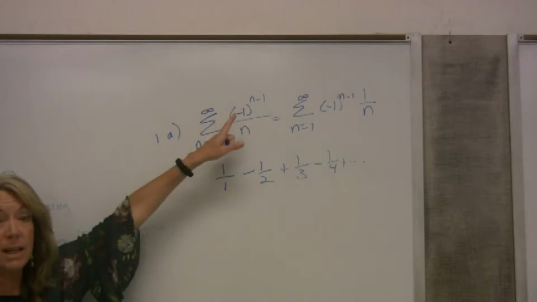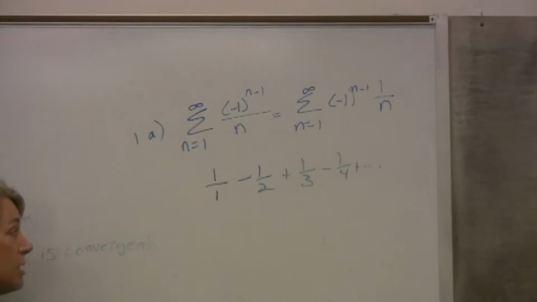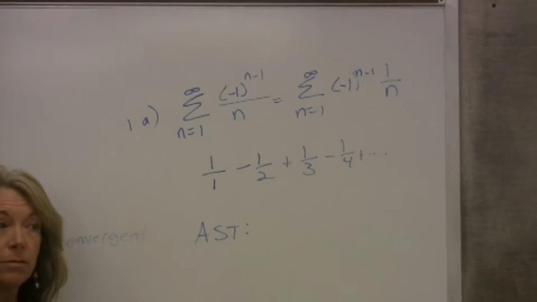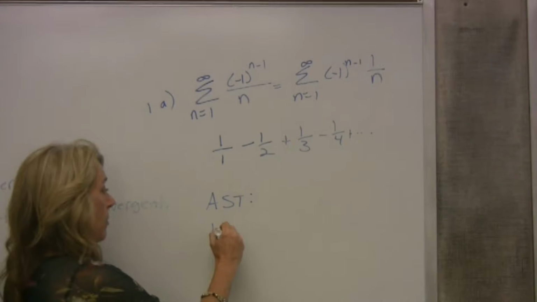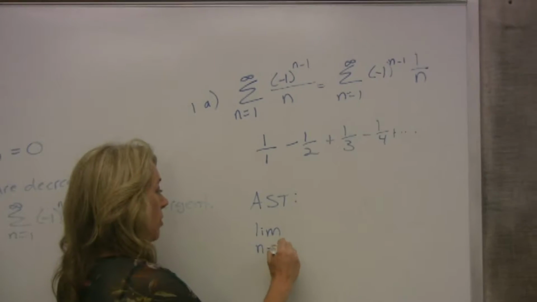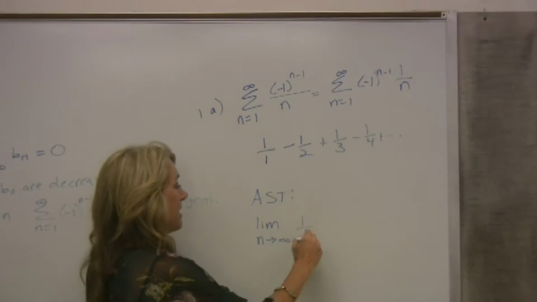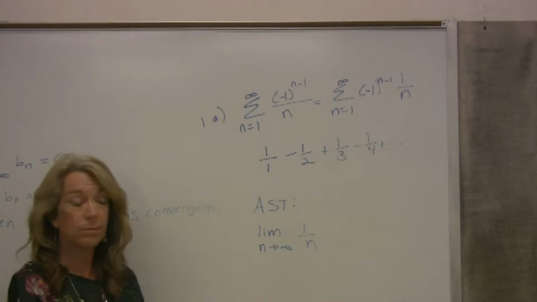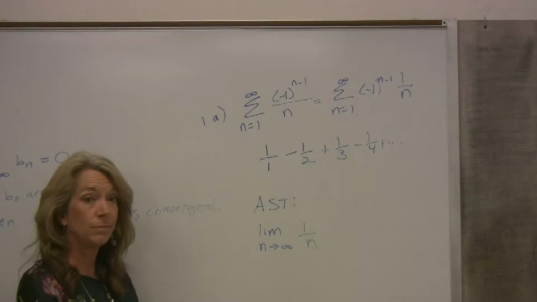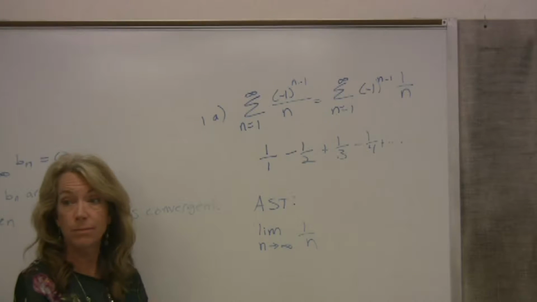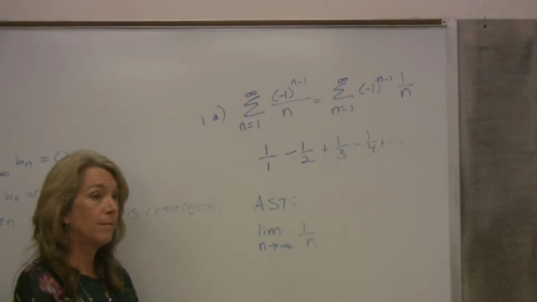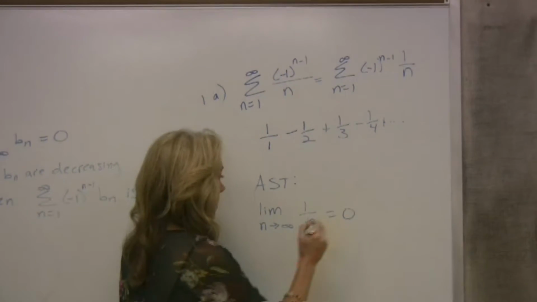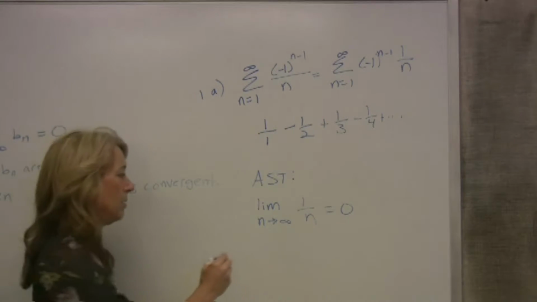But as soon as you see that it's alternating, you can just say, I'm going to use the alternating series test. And you're going to tell me what is the limit as n approaches infinity of the part that's not alternating. What's that limit? Nobody knows that limit? Zero. Thank you. Making sure we're awake. That limit is 0.